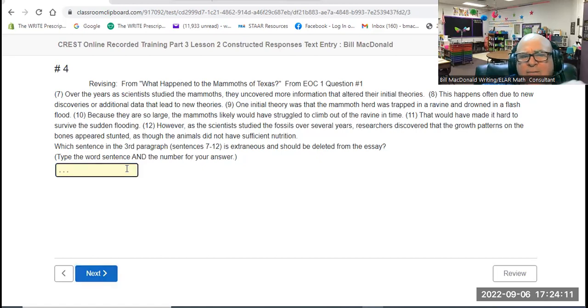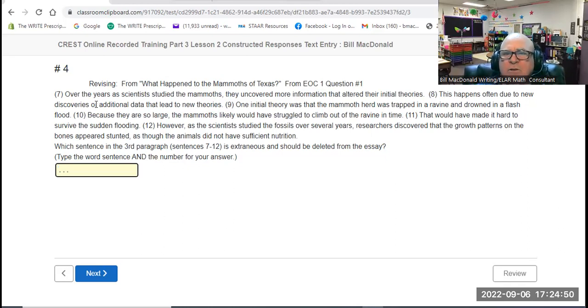And again, you can either have a drop down or you can have a keyword. And again, to make sure that your students don't make a mistake and get it wrong, I kind of give them the clue, type the word sentence because it's one of these sentences, and the sentence number. Which sentence in the third paragraph, sentences 7, 8, 9, 10, 11, and if I added another finger, 12, is extraneous and should be deleted.